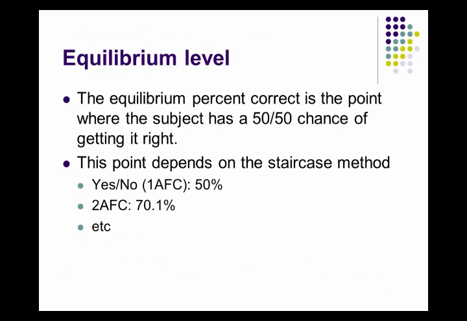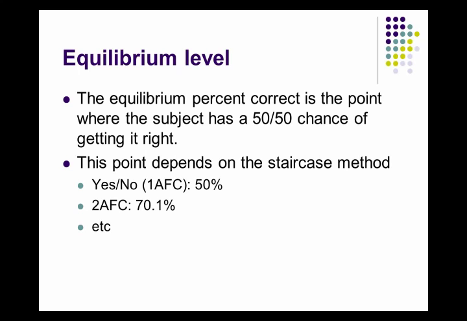Okay. Last concept before the break is the equilibrium level. The equilibrium percent correct is the point where the subject has a 50-50% chance of getting it right. That's not the same as saying that in a 1 up, 1 down you have a 50-50 chance. You can say 2 intervals, you just guess which one it is. But this equilibrium point is where you actually have a chance of 50% observed to be right or wrong. This is slightly higher. And in our simple yes-no, so 1 alternative forced choice, I give you 1 signal and you say yes or no.